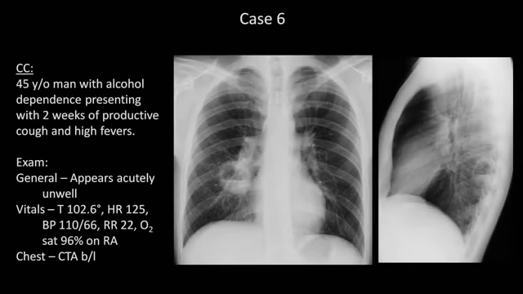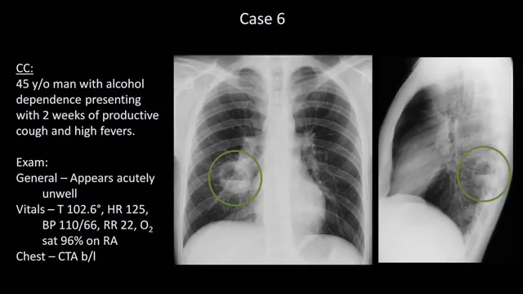Case 6. A 45-year-old man with alcohol dependence presents with 2 weeks of productive cough and high fevers. So on the PA film, there is clearly a mass-like lesion apparent with an air fluid level. And here it is on the lateral film.